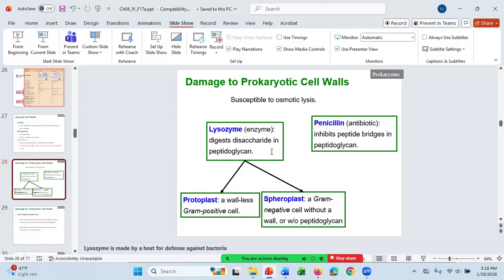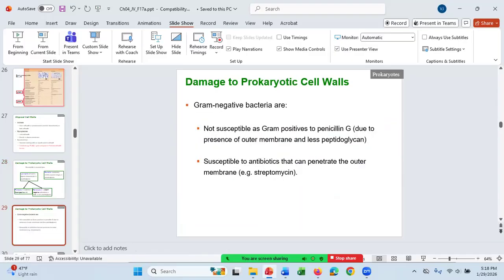Any question about any of that? That's why penicillin is so effective, by the way. All right, gram-negative bacteria are not as susceptible as gram-positives to penicillin G because of the outer membrane. It doesn't let the penicillin G get inside the cell and then do damage.